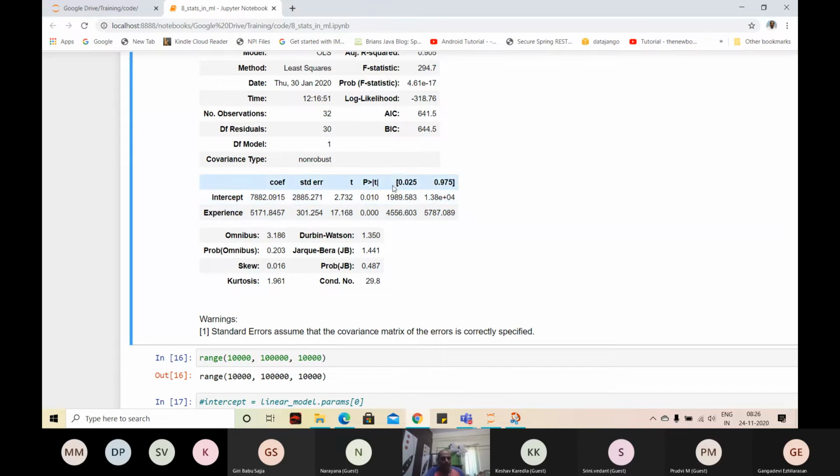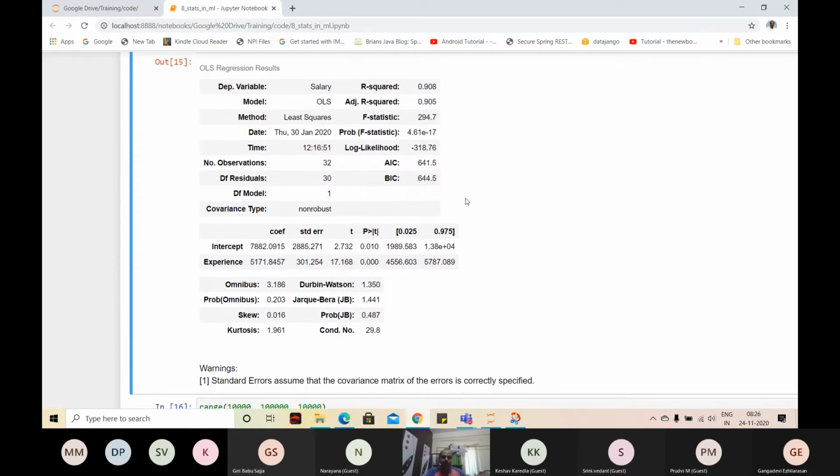And then we looked into the 95% confidence interval, how this number may oscillate when data changes. When the sample changes, this coefficient may oscillate between these two numbers. Right? This whole thing we understood yesterday. Okay, now any questions so far? I'll move on if no questions.